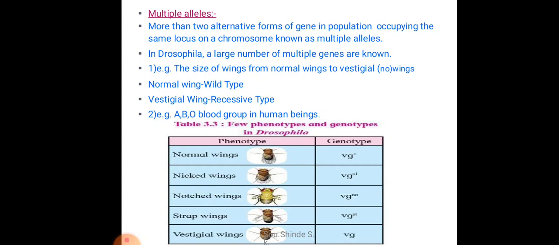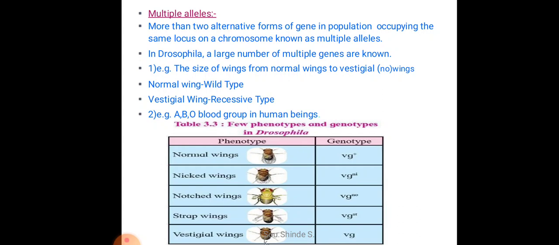The following table shows the phenotypic and genotypic expression in Drosophila. The phenotypes are normal wings, nick wings, notch wings, strap wings, vestigial wings, and their genotypes. This is the most important example of multiple alleles. In Drosophila, the normal wing is the wild type while the vestigial wing is a recessive type.